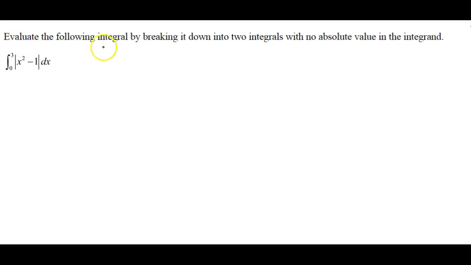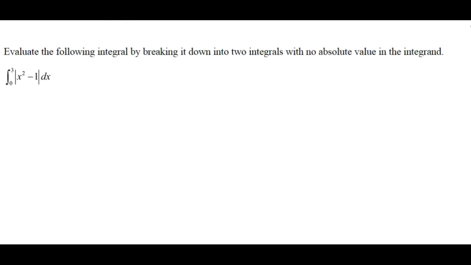Alright, now we want to evaluate the following integral by breaking it down into two integrals with no absolute value in the integrand. So here I have the integral from 0 to 3 of the absolute value of x squared minus 1 dx. So the bottom line is I cannot just ignore the absolute value bars. I cannot just treat this as finding the antiderivative like x cubed over 3 minus x, from 0 to 3, and then maybe just put big absolute value bars around it. I cannot do this. That's what a lot of people want to do. Same thing with derivatives, they want to do that, and it just doesn't work out, right? So that's not how I solve this problem.